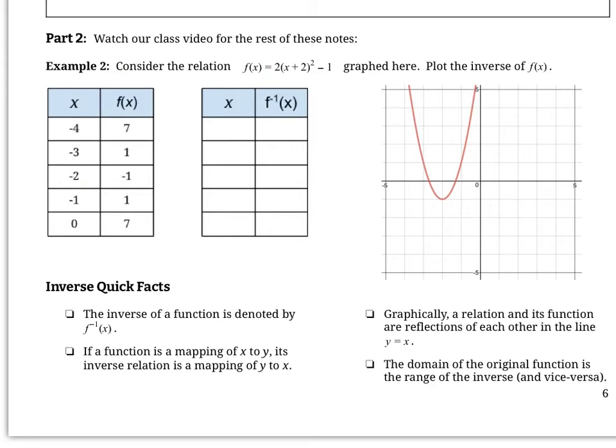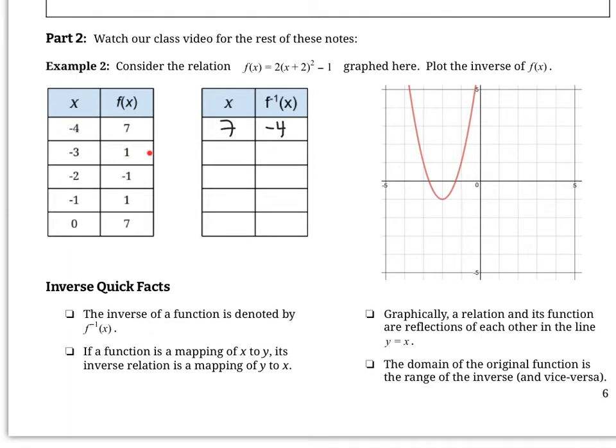An easy way to graph an inverse is to take the points of our original function and flip them, because we know that in an inverse, our inputs now are our outputs and our outputs now are our inputs. What that means is instead of our function, we input -4, we get 7. Our inverse would be that we're inputting 7 and we're getting -4. So in our inverse, a point would be input of 7, output of -4.